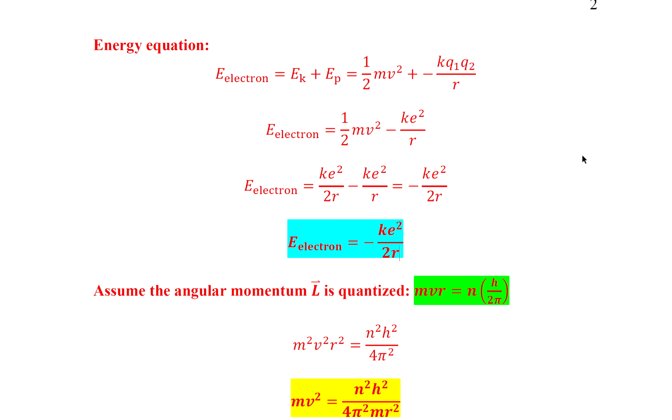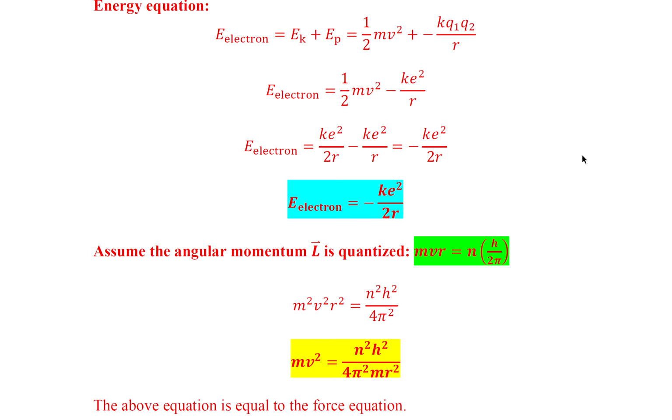Now the reason why it's negative is because the electron is not free. If the electron was moving in a straight line, then the energy of the electron would be positive. But the energy of the electron is negative because it's bound. Okay, so this is a big jump here.